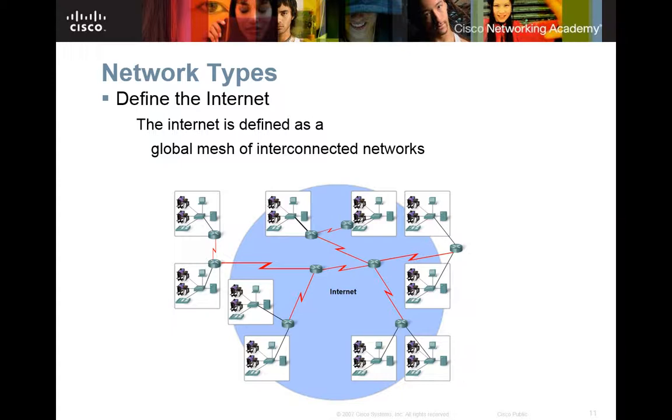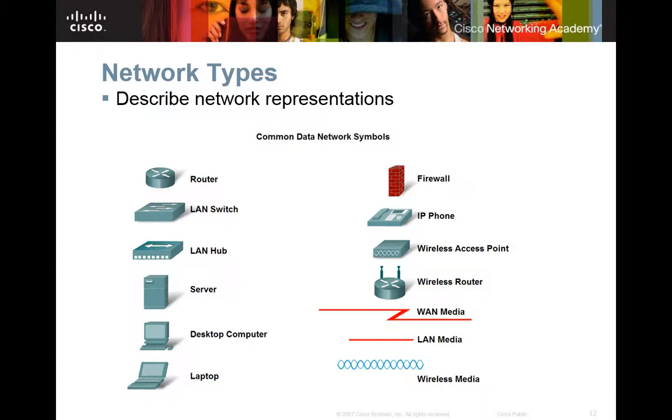So just think of network. You have your LANs, your WANs, and then the internet. And here's some of the different types of things you're going to see in Packet Tracer. We'll have our routers, switches, hubs. Notice the difference between a hub and a switch.